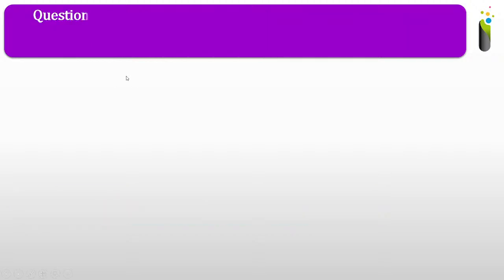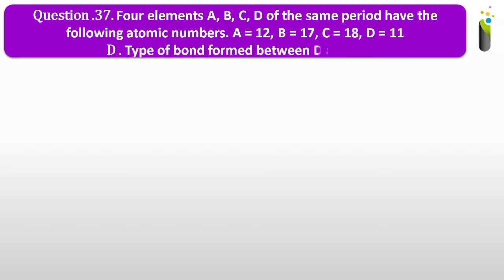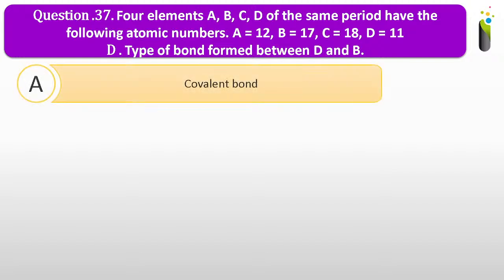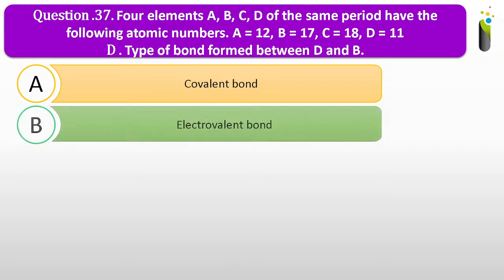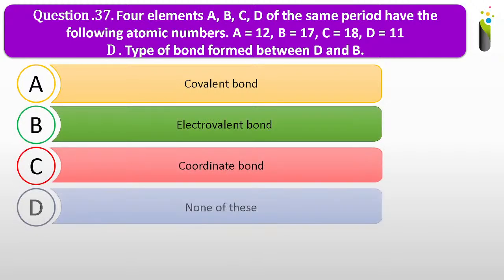Going ahead with question number 37. Four elements A, B, C, D of the same period with the atomic number A being 12, B being 17, C being 18, and D is 11. The question is, type of the bond between D and B would be dash. A, covalent bond. B, electrovalent bond. C, coordinate bond. D, none of these.